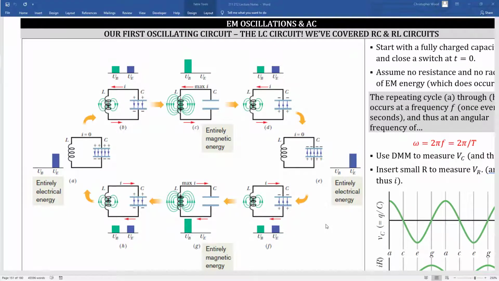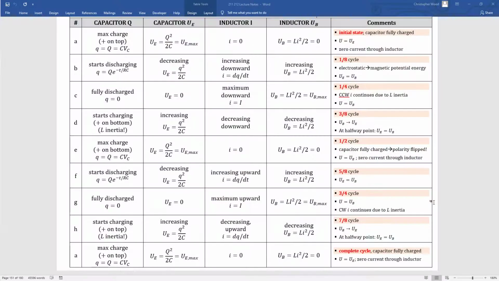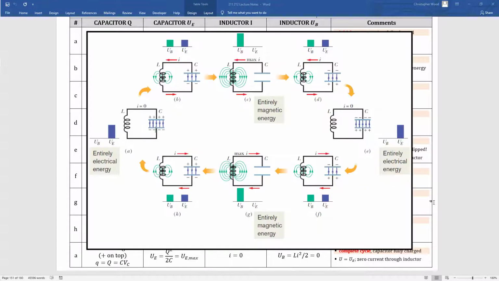Here's a great visual graphical representation of an LC circuit. Energy is oscillating between stored electrical potential energy in the capacitor and stored magnetic potential energy in the inductor. Fight the good fight and go through each and every one of these steps. This table breaks down in a lot of detail each of the 8 steps that occur over one complete cycle. As you go through this table, make sure you keep referencing this visual.